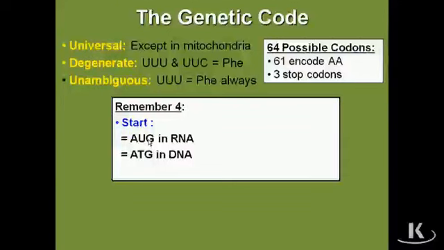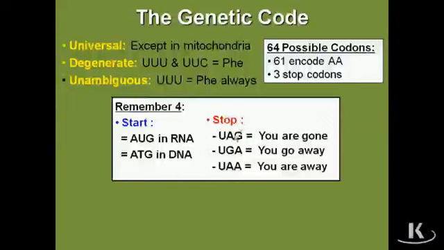Now, in RNA, that's going to read AUG. If you're looking at the coding strand of DNA, that's going to read ATG. So keep that in mind. AUG if you're looking at RNA, but if you're looking at the coding strand of DNA, you're going to be looking for the ATG to correspond with the start codon. The other 3 to remember are UAG, UGA, and UAA. You need to commit these to memory, and there's a reason for this.